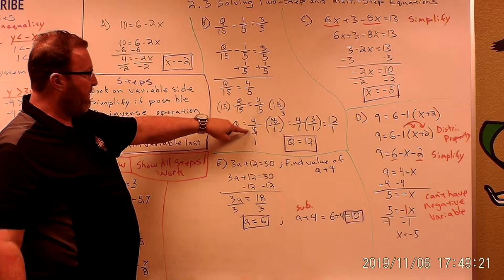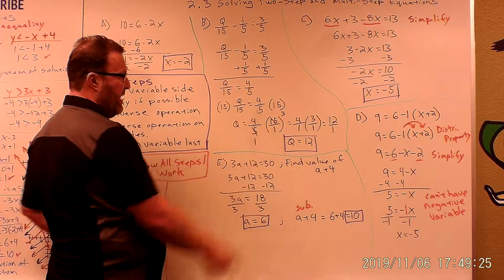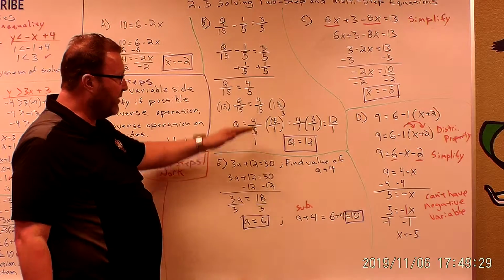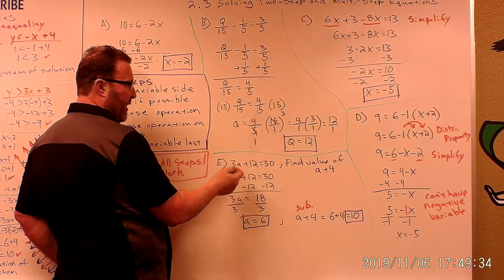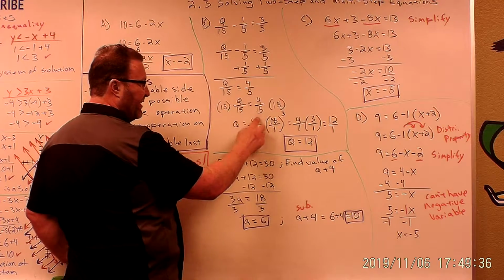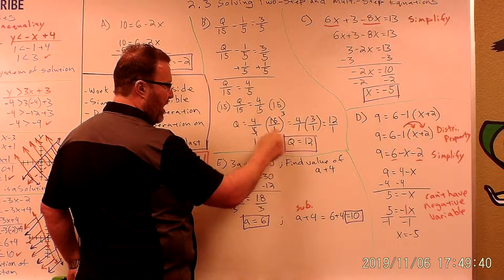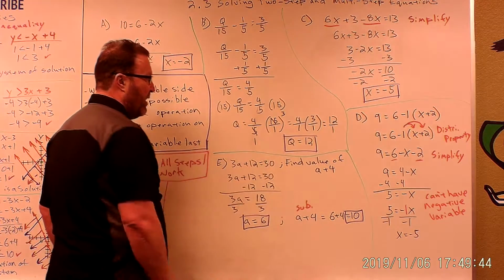I bring down the 4/5, I bring down the 15, I drop a 1 underneath it, okay? I can reduce this 5 and 15. 5 goes into 5 once. What I do to one side, I have to do to the other. 15 divided by 5 is 3. So I rewrite this. This is 4 times 3. 4 times 3 is 12. 1 times 1 is 1. The answer is 12. Q equals 12.